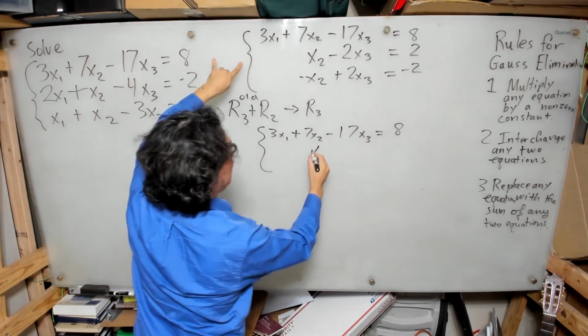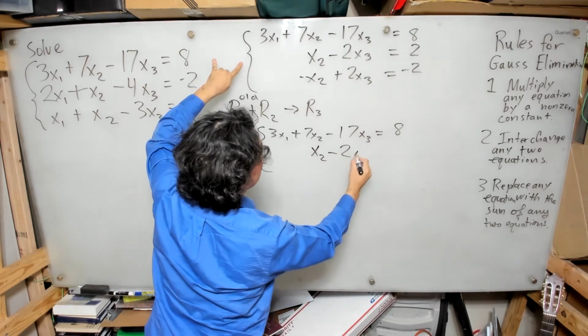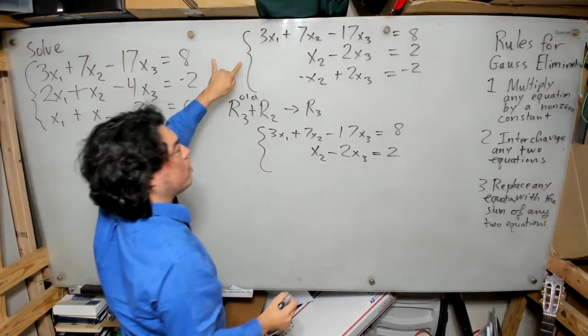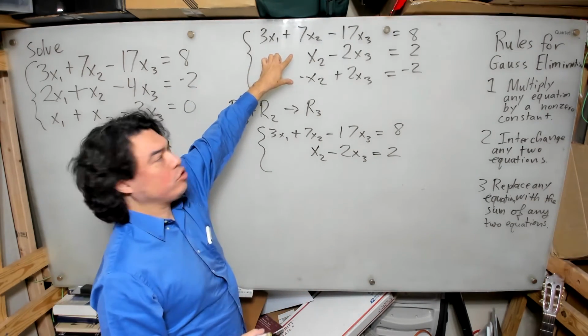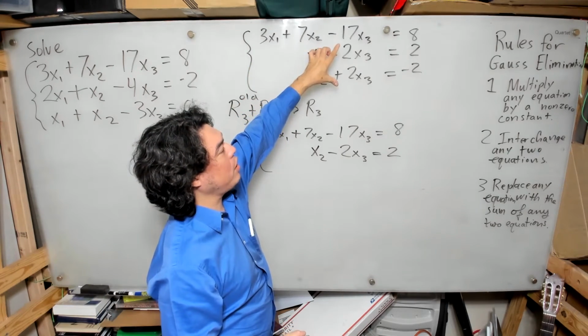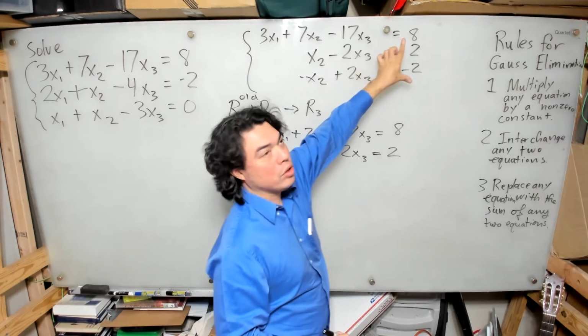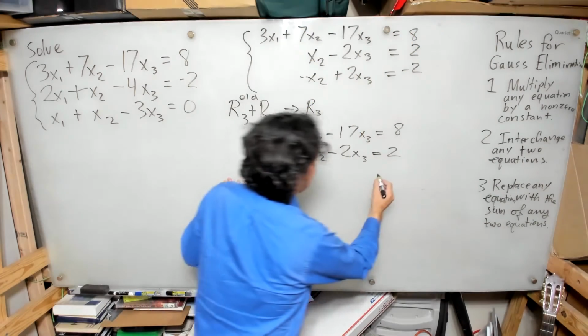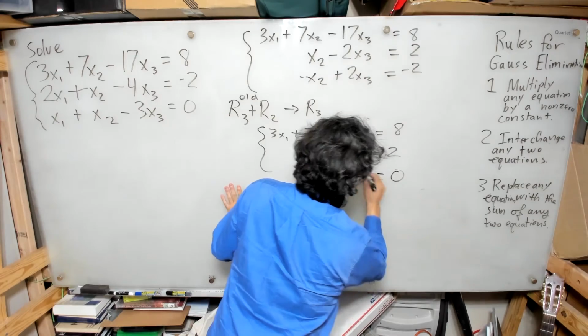Here, x2 minus 2x3 equals 2. And now here I'm going to add these two. x2 minus x2, gone. Negative 2x3 plus 2x3, gone. 2 plus negative 2, gone. So they're all 0. So what I end up with here is 0 equals 0.